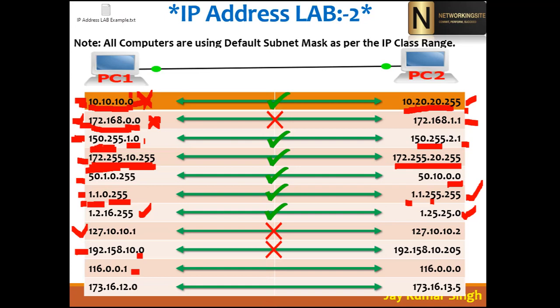Now tell me this one. Which class? It is class B, and the host part is 0.0, so it won't work. Yes. Here, see, this IP is okay, fine, no problem. But here, this IP is not correct, it won't work. Okay. Now this one, 173. It will work. Yes. Very good. Class B.